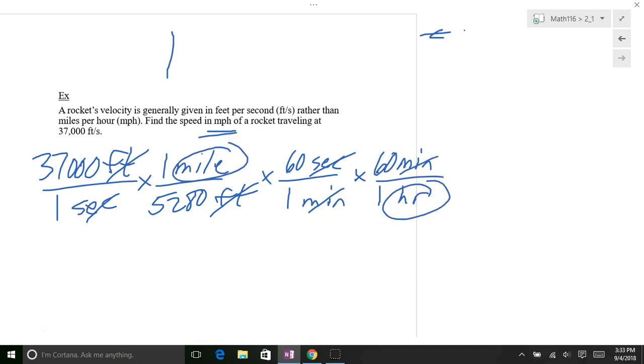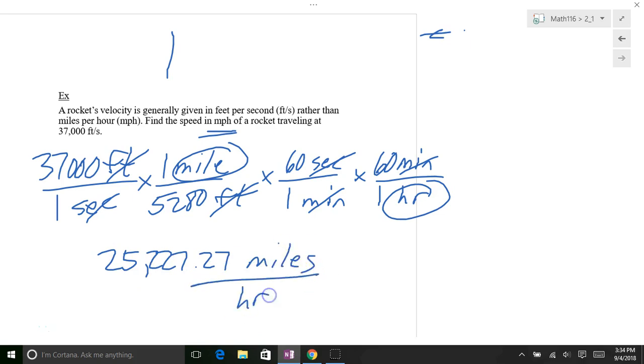So now we multiply 37,000 on the top times 1 times 60 times 60, and then divide that by the 5,280 times 1 times 1 times 1. And that'll give you 25,227.27 miles per hour, or mph, if you want to write that.